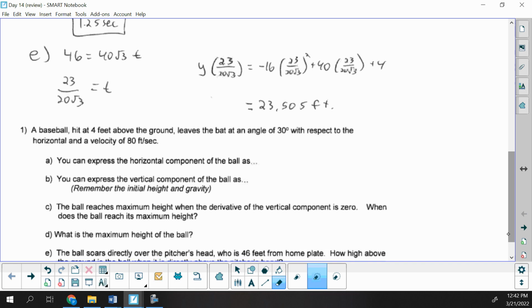In E, we know that it's a horizontal distance of 46 when it will be over the pitcher's head. So set your horizontal component equal to 46 and solve for t. Now we know the time that the ball will reach that horizontal distance. Put that time into the vertical part, and that will give you the actual height the ball is at that time. So it looks like it'll safely be over the pitcher's head.